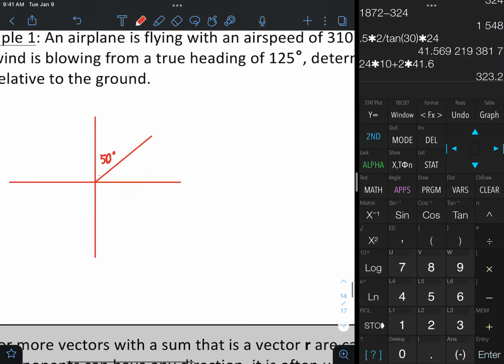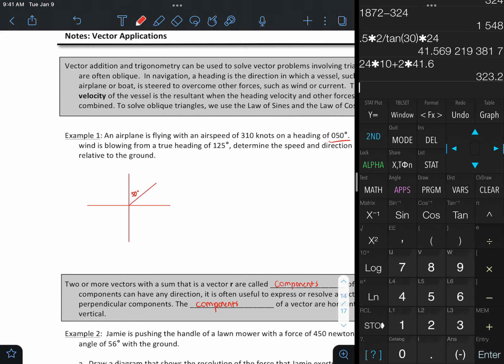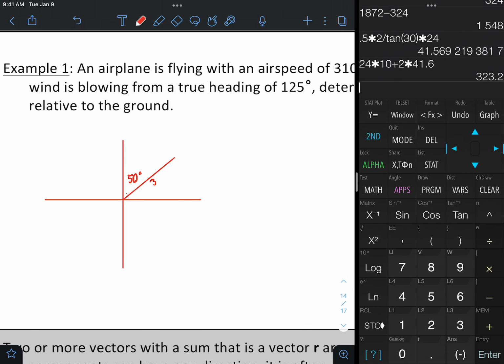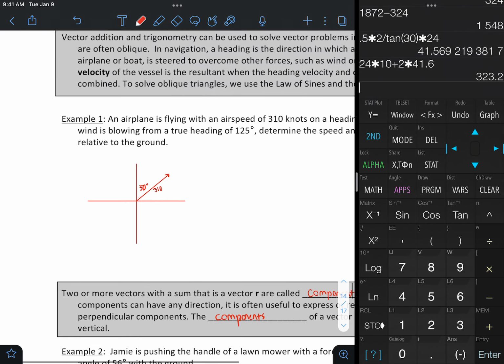And then knots, that's just your airspeed. That's the unit they use there. So I'm going to put the 310 along that vector line right there, and it's going in that direction.